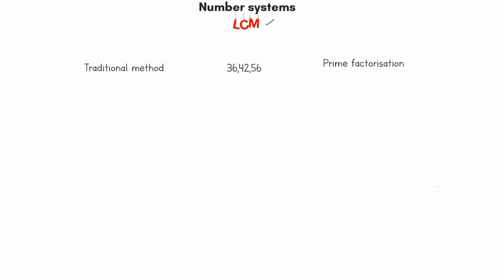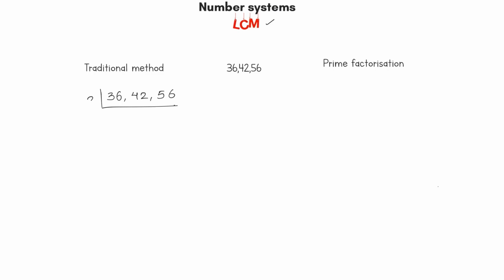So I give you 3 numbers here, 36, 42 and 56, and my question is, what is the LCM of these 3 numbers? There are 2 methods to it. First method is called the traditional method and the second is called prime factorization. Let's look at each one of them. Let's start first with the traditional method. How will I write this now? 36, 42 and 56. I'll solve it like I did it in schools.